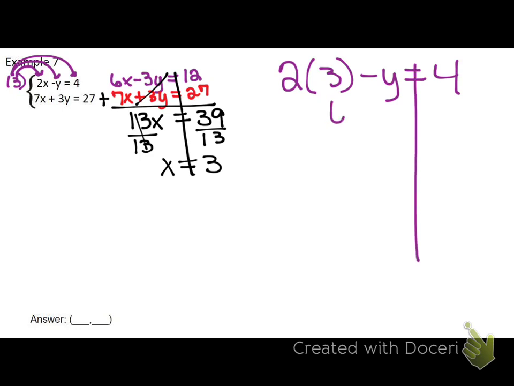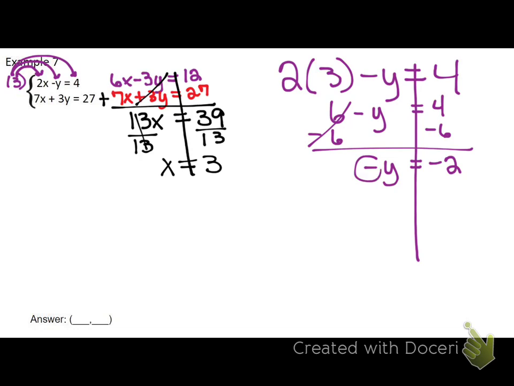2 times 3 is 6 minus y equals 4. To get the y by itself, I'm going to subtract 6 from each side. So now I have negative y equals negative 2. Now to get the y by itself, I have to get rid of this negative sign here. I'm going to divide by negative 1. So then y is going to equal negative 2 divided by negative 1, which is a positive 2. So your ordered pair is going to be 3, 2.